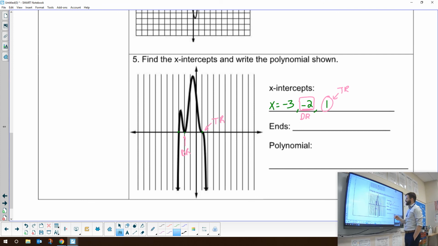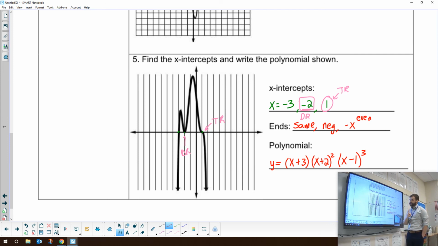All right, so my ends, they're both the same, and they are negative. So cannot forget about that negative, so we know that it's going to be negative x to the even. All right, so now we can write out our polynomial. We can go y equals x plus 3 to get that negative 3, x plus 2 squared to take care of that negative 2 right there, and it needs to be squared because it's a double root. And then last one, x minus 1 cubed to make that triple root.